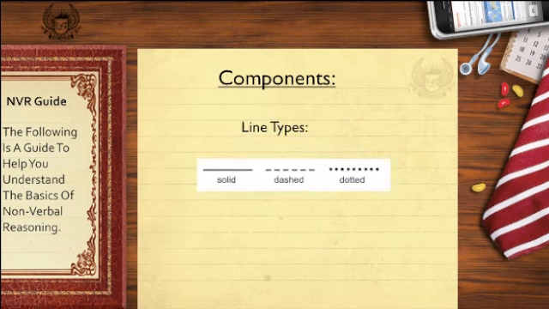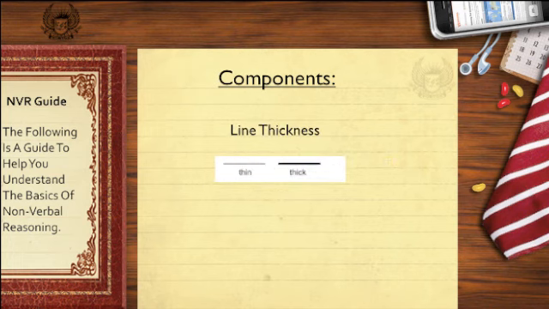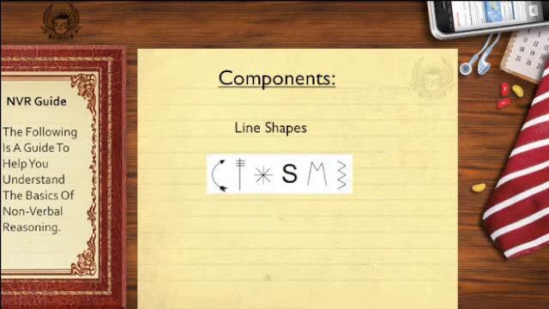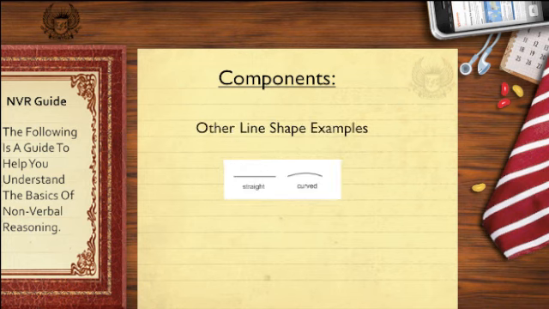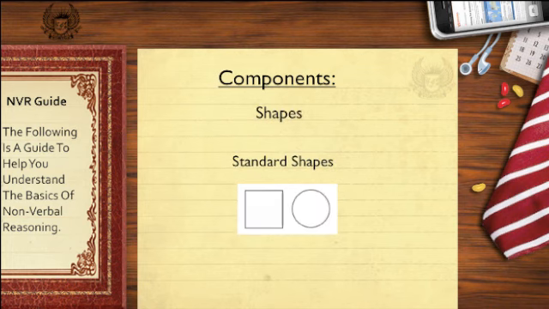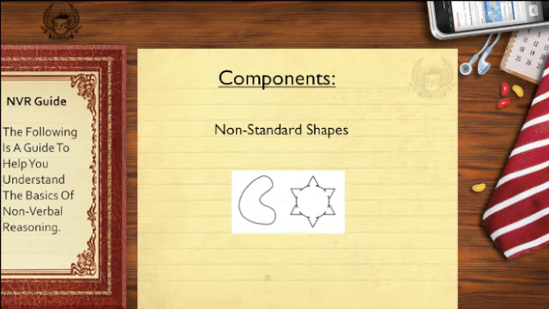Let's have a look at line types. For example, solid, dashed or dotted. Their thickness, either thin or thick. Their shape, or in fact any other change in the shape or pattern of the line, for example going from straight to curved. Shapes come as standard shapes, whether it's a square or a circle, or non-standard shapes, a shape created just for the purpose of the question.